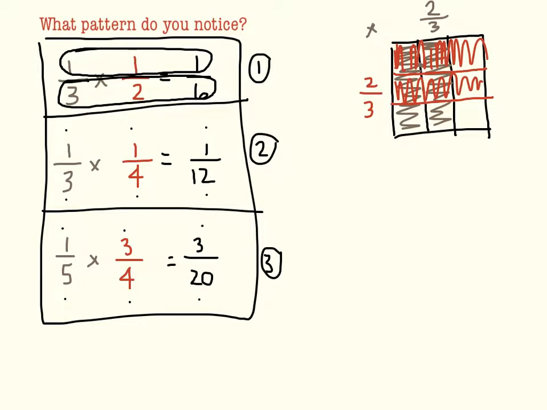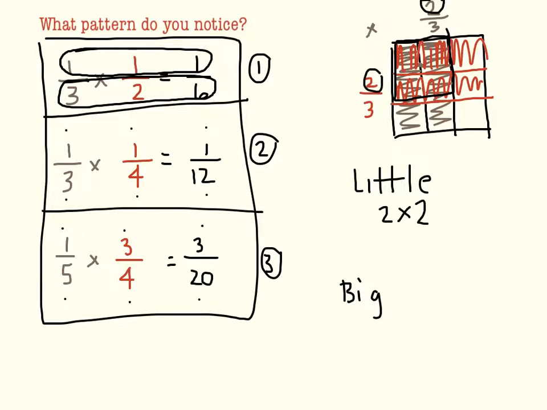Essentially, when we've multiplied these two fractions, we end up with what I'll call the little array and the big array. And your little array here is 2 by 2. It's a 2 by 2 array. That's the part that is shaded by both of the fractions. And 2 by 2 is 4. And then your big array is a 3 by 3 array. That's the total number of pieces here, and that's 9.